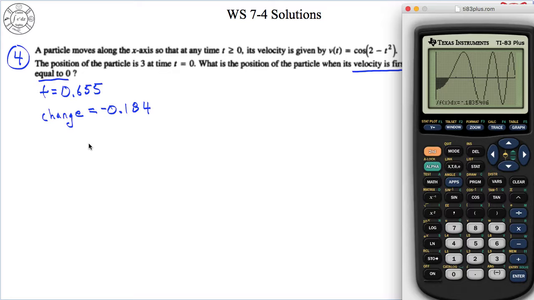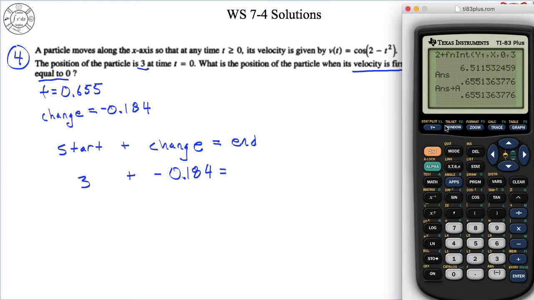And again, we are always coming back to that original equation, which is start plus change, and that's equal to what we're looking for, the end position. So what was our start? The start was 3, so it's going to be 3, and then we're going to add this change that we just found, so it's going to be negative 0.184.